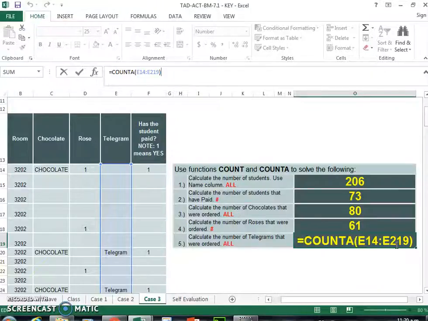These are the first two functions, basic functions. Count for counting cells with only numbers, and count A. Count the cells containing any type of information.